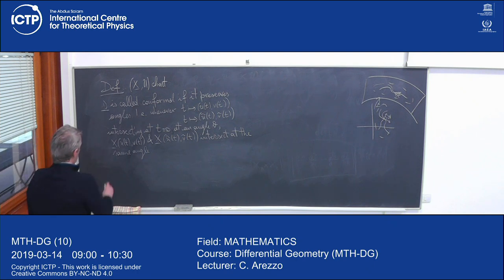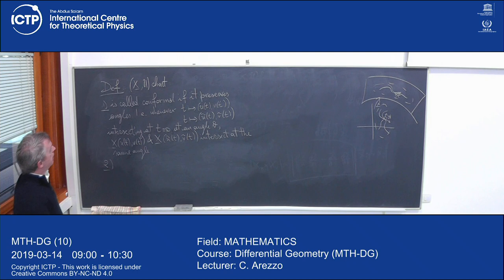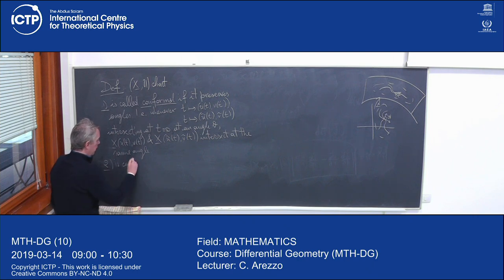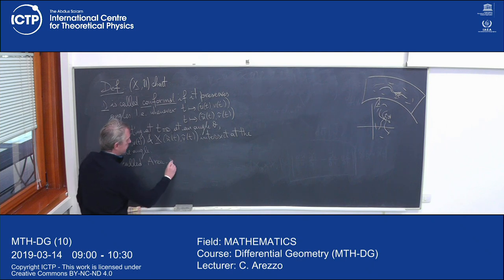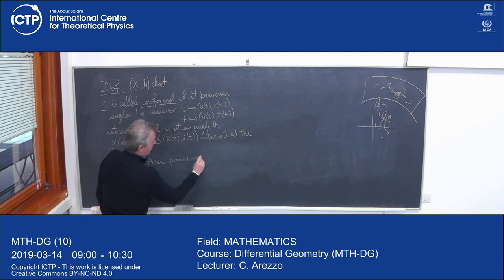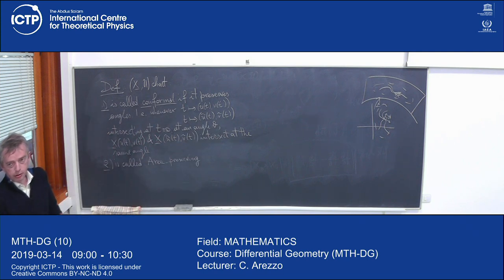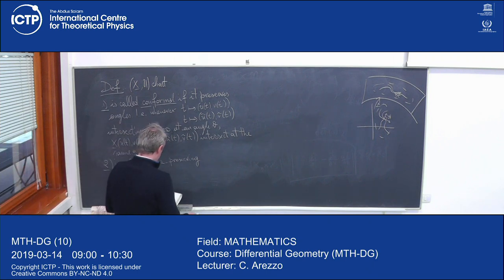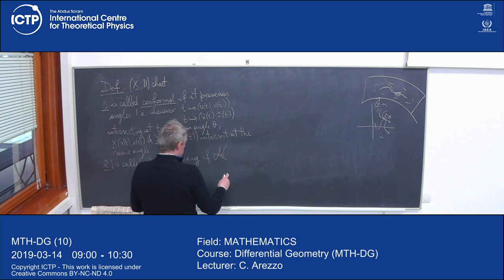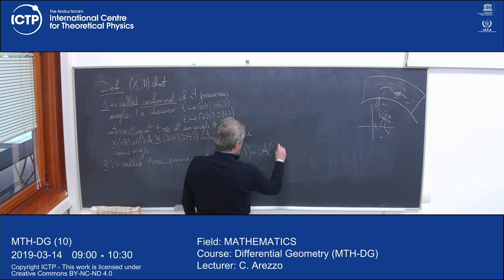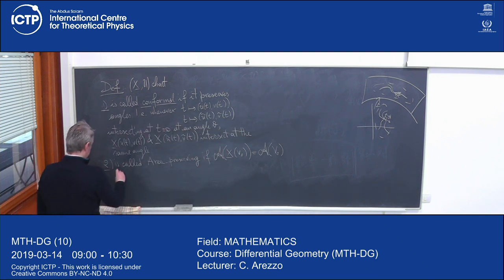But now, just to fix words, this is all what it means to be conformal. But you say the chart is called area preserving if what I said before, this distortion that you expect between computing areas on domains of R2 and areas on the corresponding images on the surface, actually is not there. So the areas are exactly the same if the area of X(V0) is equal to the area of V0, for any V0 contained in the domain.